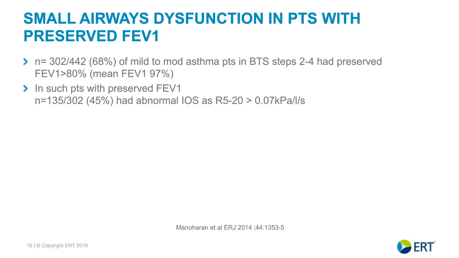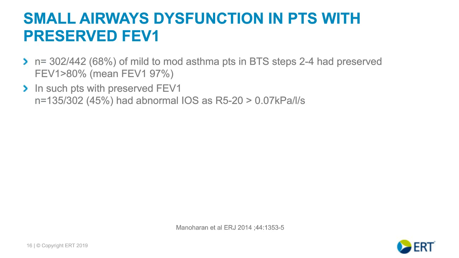So, if I'm sitting in the clinic and I've got a patient with a preserved FEV1, what's the likelihood of that patient having abnormal small airways dysfunction on peripheral airway resistance of R5, R20? And this is a paper that we published from our own group in the European Respiratory Journal. And we found that of 442 patients, 68% of them with mild to moderate asthma had a preserved FEV1. In other words, an FEV1 more than 80% predicted. And actually their mean FEV1 was close to 100% predicted. It was actually 97% predicted.